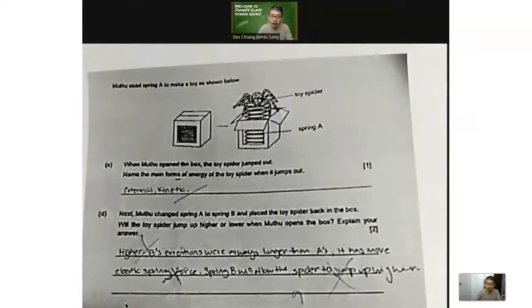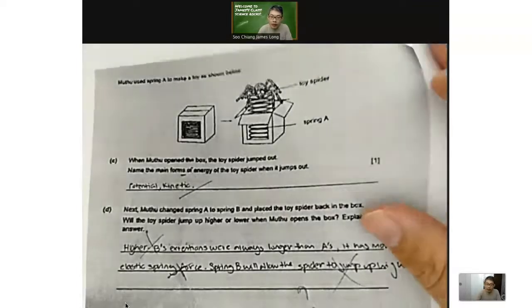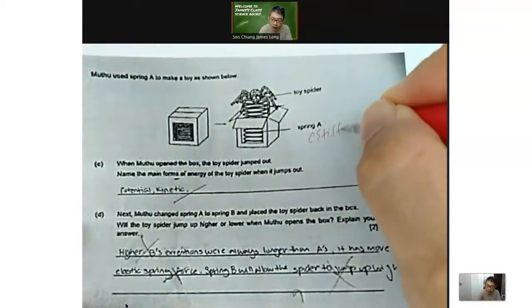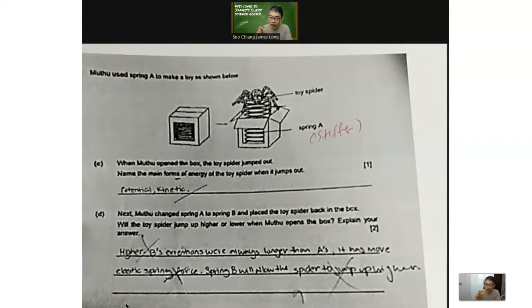Now, you use the same two springs, right? And try to be a jack in the box. So firstly, they put the jack in the box. They put spring A inside here. Remember, spring A is the stiffer one. So if you compress a stiffer spring, it will have more elastic energy. It will store more elastic potential energy inside.